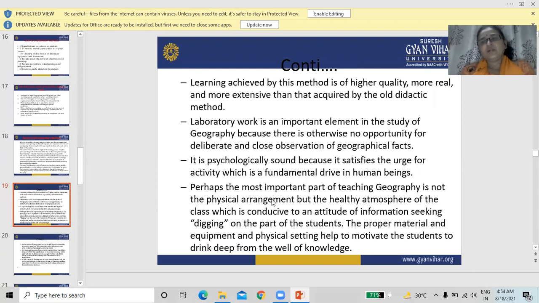Next advantage or merit of the laboratory work. Learning achieved by this method is of higher quality, more real, and more extensive than that acquired by the old dictation method.